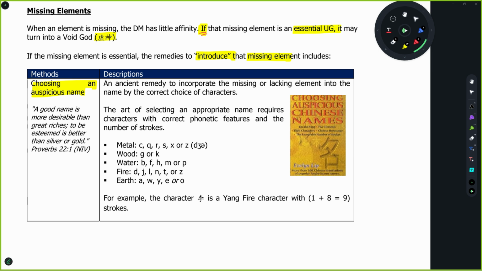The name will be to identify the lacking element, by choosing the correct character. The character will have to be phonetic, and also the number of strokes indicates whether it's a yin or a yang and what elements will come in. But of course, now with pinyin, and to appeal to a global community where you don't have a Chinese name, how do we go about that? Anyway, like I said, this is quite an ancient remedy that is still in practice today, which is to choose the name.